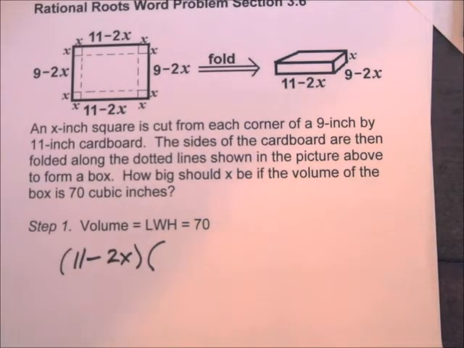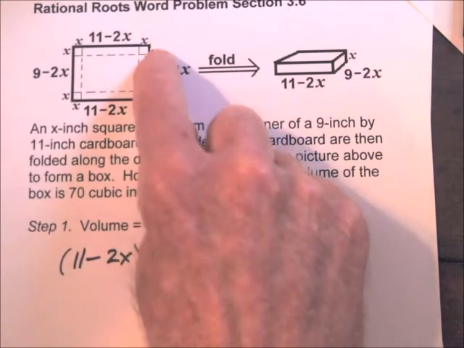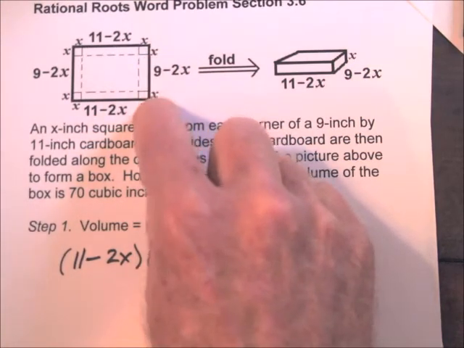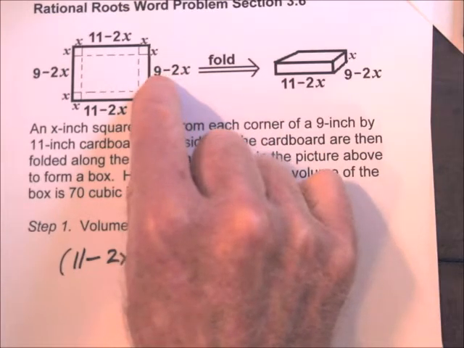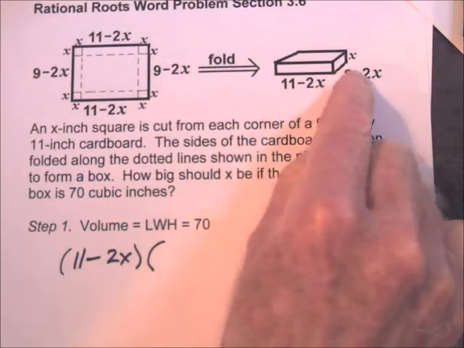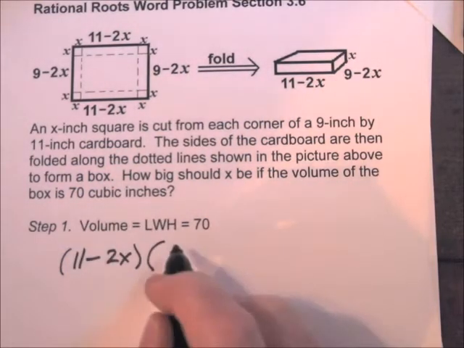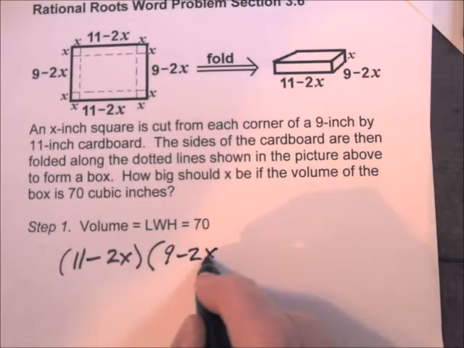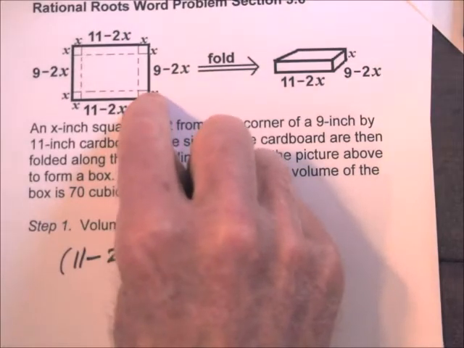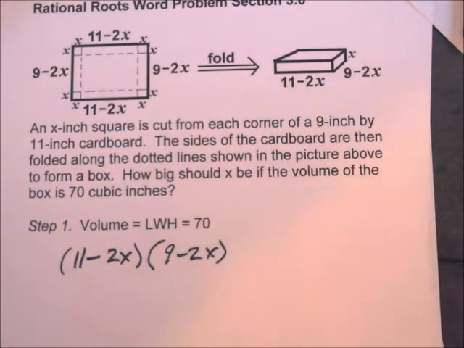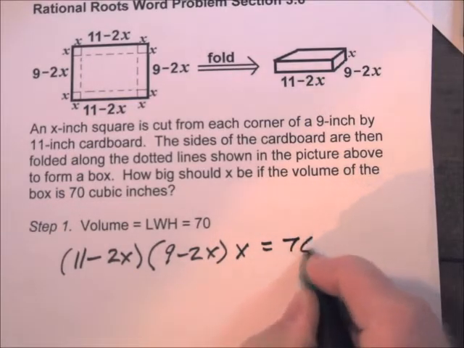And the width, the original width of the cardboard was 9 inches, but again we cut off x inches from each corner, so the remaining width is going to be 9 minus 2x. So the width of the box is 9 minus 2x inches. And the height of the box is just going to be x, because that's the amount we're folding up. And this product has to equal 70.